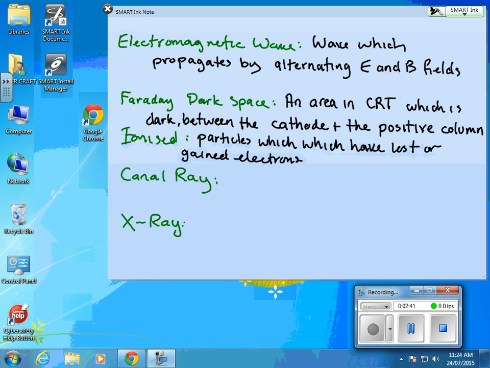The canal ray is the stream of ionised particles in a cathode ray tube. Well, it's actually positive ionised particles. They observed that where you had the cathode rays going one way, there was a stream of positive particles going the other.